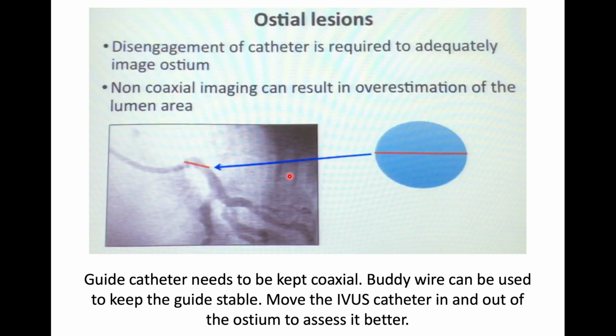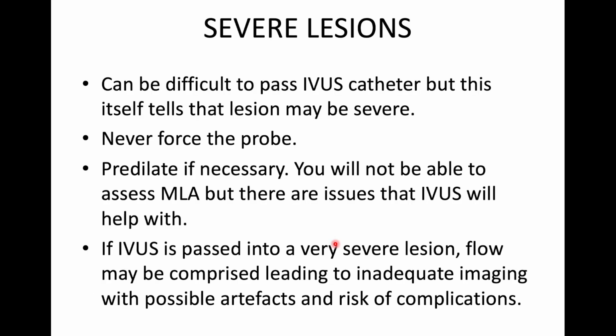Now the guide catheter needs to be kept coaxial. You can even use a buddy wire if required to keep the guide catheter stable and move the IVUS catheter in and out of the ostium to assess it better. This is what I do. If it's the ostium that I want to evaluate, then I record the image even while going in and then coming out. At the ostium, I do this in and out and record both just to evaluate the ostium properly.